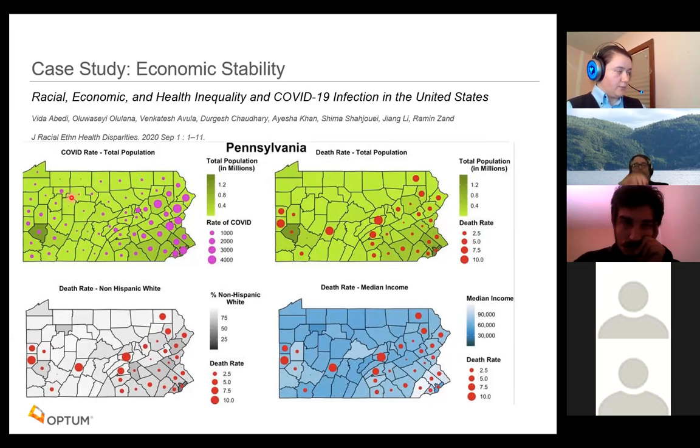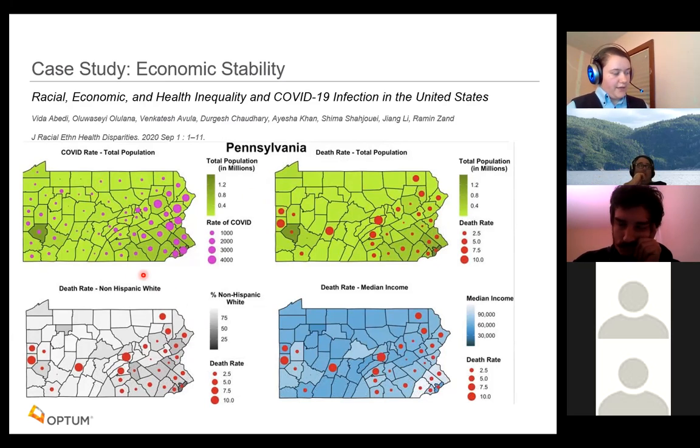What's interesting is to compare this map to the death rate population. Again, looking at total population, the lighter green being more rural counties, the darker green being more populated urban areas. And you can see that the urban areas actually have a lower death rate relative to some of these rural counties, which corroborates the graph we had on the previous slide.